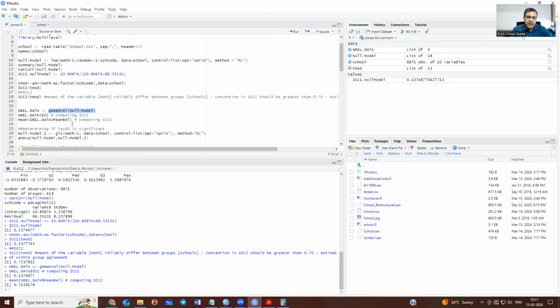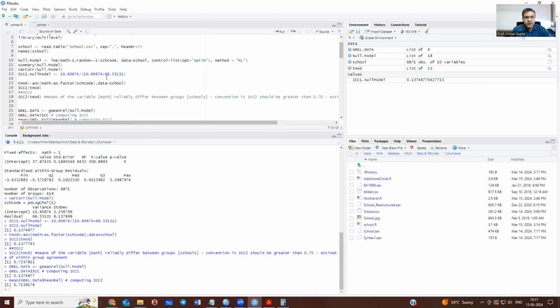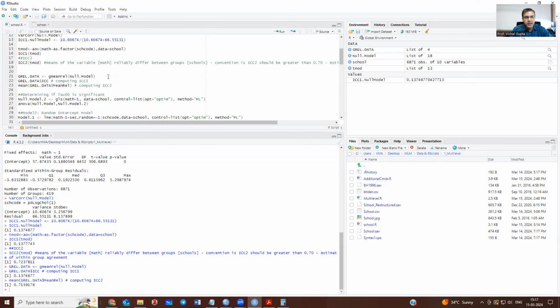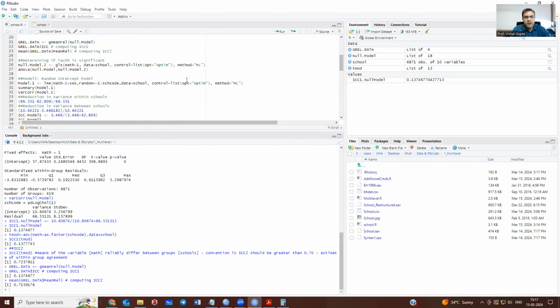You can try it out and report it. Okay. Any questions? Anybody? All of you are getting these results? Anybody is not able to get it? Please tell me before I move on.